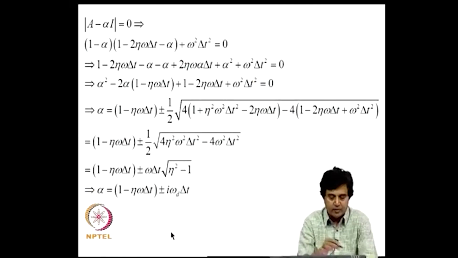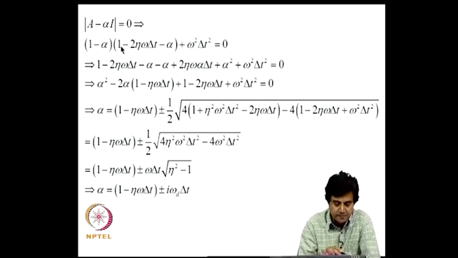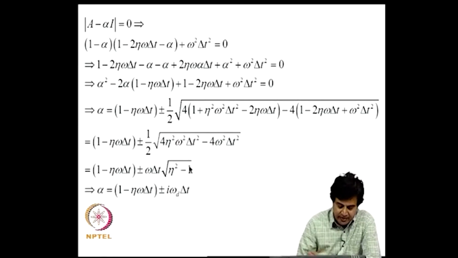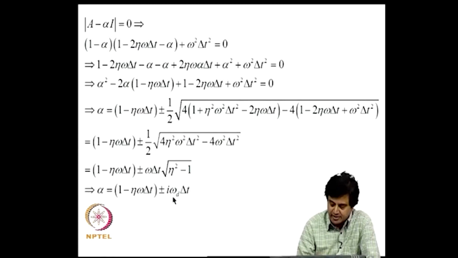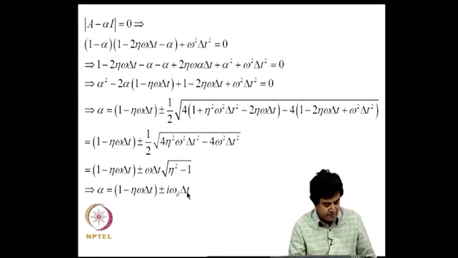So, now clearly for this condition to be met, it will place restrictions on delta t. Now, we will actually find the roots. If I now use this equation, determinant of A minus alpha is 0, I get this characteristic equation, and this is a quadratic equation. We can quickly solve that, and we see that the two roots are given by this. Upon simplification we can show that the roots are given by 1 minus eta omega delta t plus minus i omega d delta t, where omega d is the damped natural frequency, omega into square root of 1 minus eta square. So, a bit of algebra will lead to this.